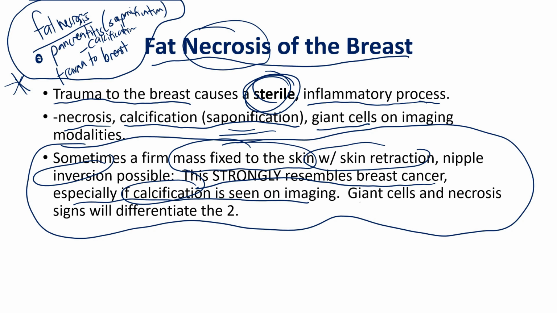But when you continue to look, you'll find the necrosis and the giant cells, and that will differentiate fat necrosis of the breast from some sort of dangerous malignant breast cancer.